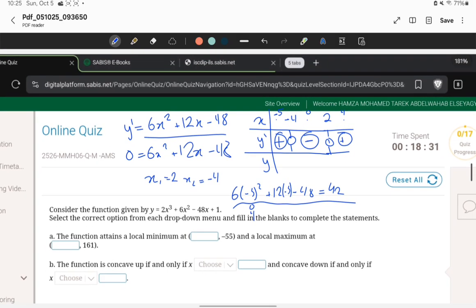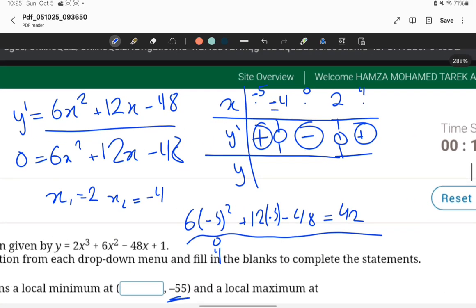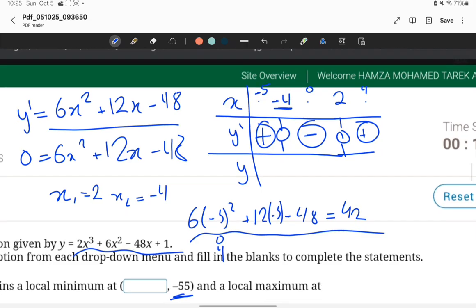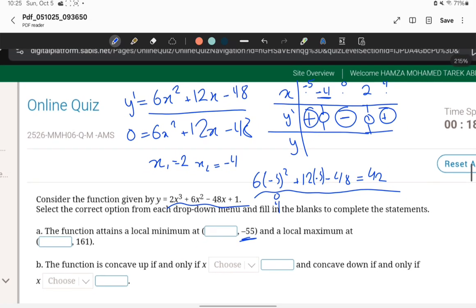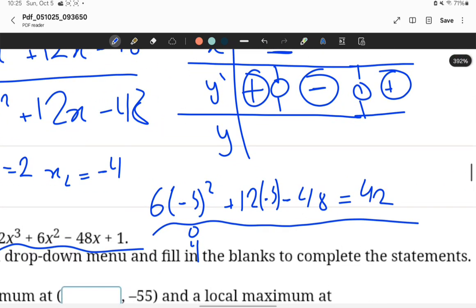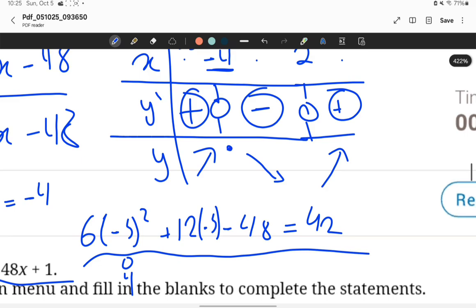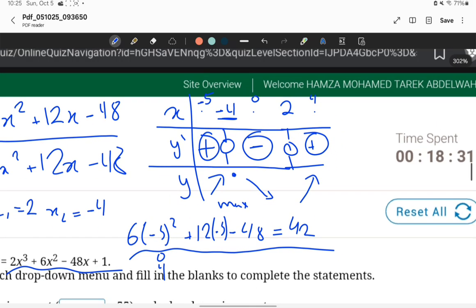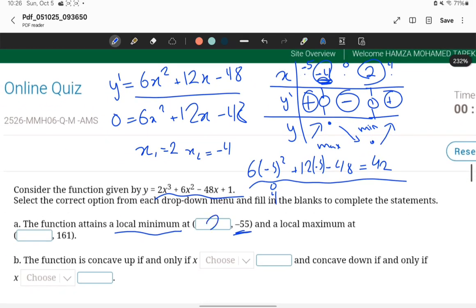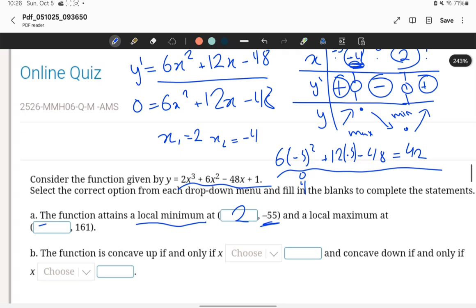Now let's see what they want here. They already gave us the y values here, so that means we don't actually need to substitute minus 4 into this equation to get y. Okay, they only want the x. So here, a local minimum at what? Okay, let's go ahead and draw our arrows. There. So this here is a local maximum, right? Because it's the highest point. So that means x equals minus 4 is a maximum, and x equals 2 is going to be our minimum. Yeah, so a local minimum at x equals 2, and local maximum at x equals minus 4.